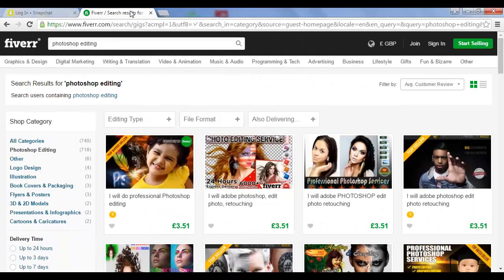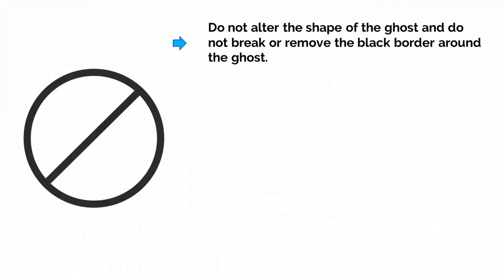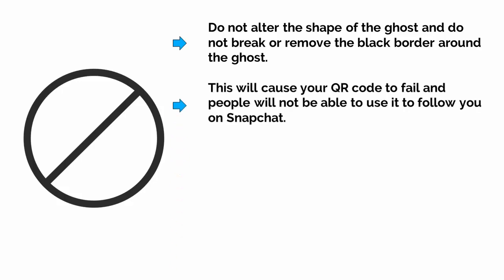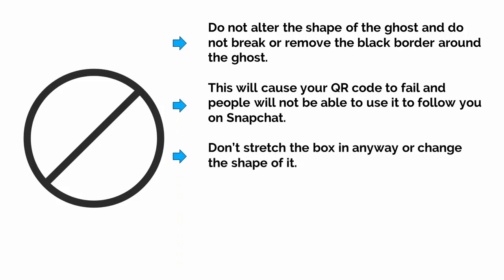You could also find someone on Fiverr to do it for you if you don't have Photoshop or don't want to use it. There are some pretty specific guidelines that you need to follow, however, and if you're outsourcing this project, make sure that you share these with the person. Do not alter the shape of the ghost and do not break or remove the black border around the ghost. This will cause your QR code to fail and people will not be able to use it to follow you on Snapchat. Don't stretch the box in any way or change the shape of it.